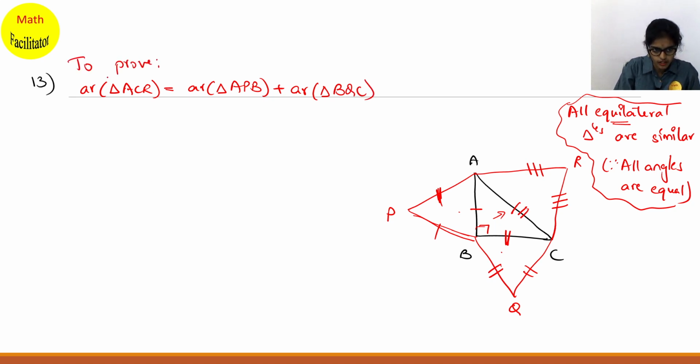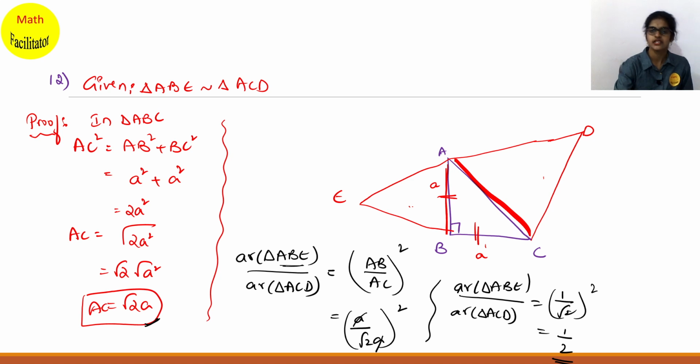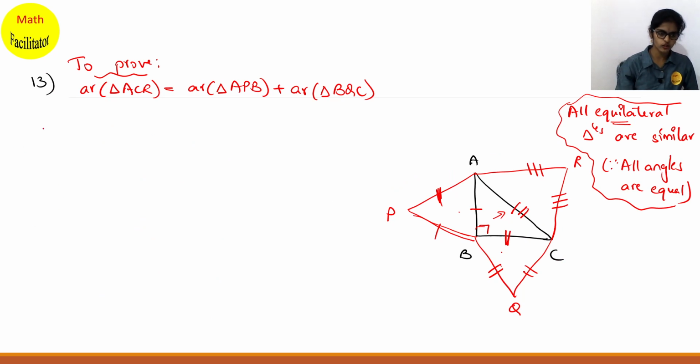One more important point is that all the triangles are similar to each other, so you can take the ratio of the sides. You can use the theorem which I just told you, which we have used here: the ratio of the areas of similar triangles is equal to the square of the ratio of the sides. So here also we are going to use the same. But firstly, let me find what AC is.